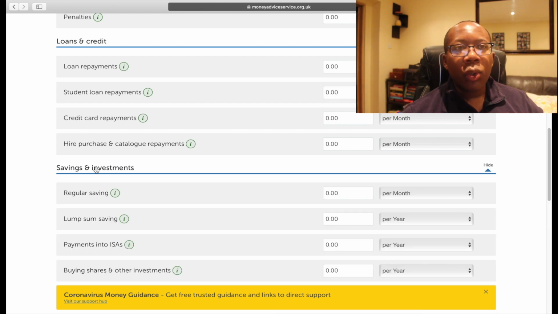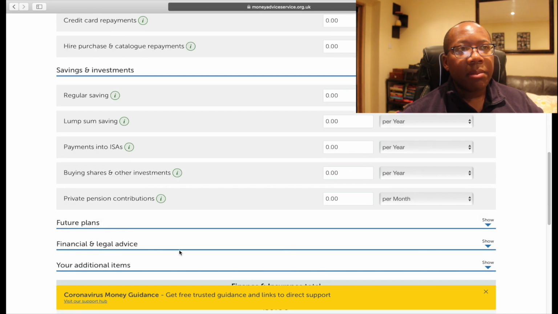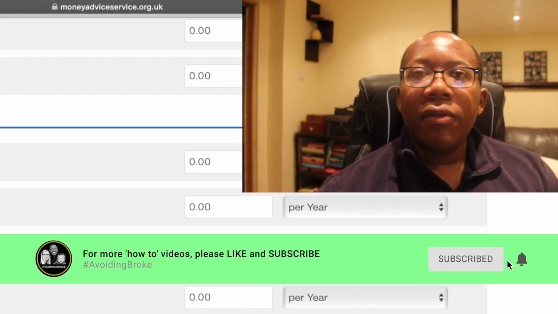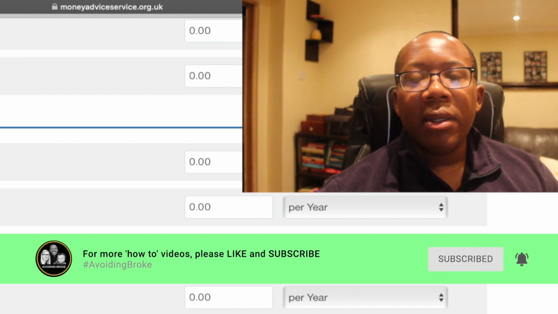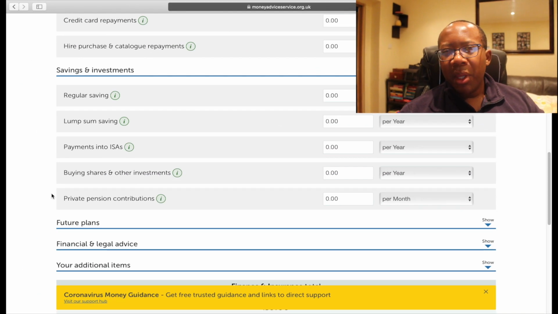Savings and investment is always important. So when you look here, savings, regular savings, lump sum savings, ISAs, shares and other investments, private pension contributions. My view is these vehicles aren't necessarily essential, so you don't have to have something in all of these different categories. The way we think about our savings and investments, we need to have savings to cater for a rainy day. You've got to be able to withstand certain shocks. Kind of 6 months to a year is a sensible type of buffer.